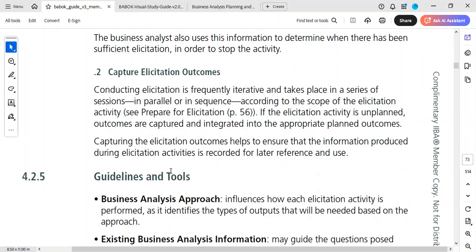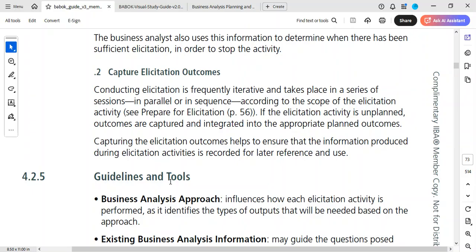Number two element is capture elicitation outcomes. Conducting elicitation is frequently iterative and takes place in a series of sessions. So it is not one thing and it's iterative. It's one after the other and builds up in parallel or in sequence, according to the scope of elicitation activity, see prepare for elicitation. If the elicitation activity is unplanned, outcomes are captured and integrated into appropriate planned outcomes. Remember, even though it's unplanned, see how you make it planned at the end of the day. See how you can conclude with business.